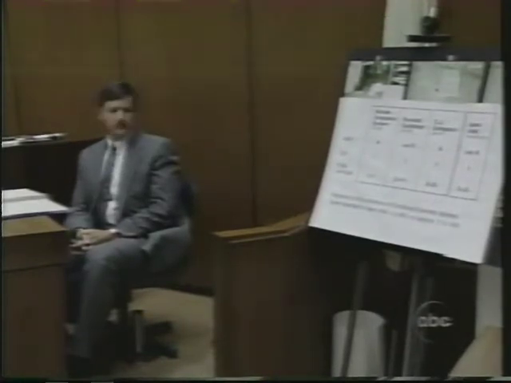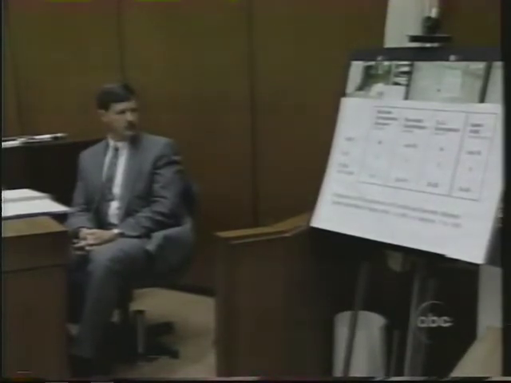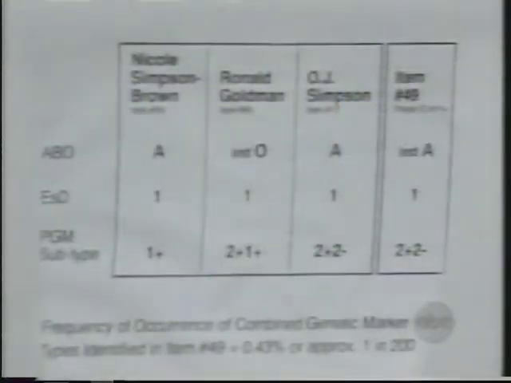With respect to Ronald Goldman, based on the PGM subtype, could he have been a source of that blood drop on the trail known as item number 49 at 875 South Bundy? No, he could not. With respect to the defendant, could he have been the source of the blood drop found on the trail at 875 South Bundy, known as item number 49? Yes, he can be included in the group of possibles.